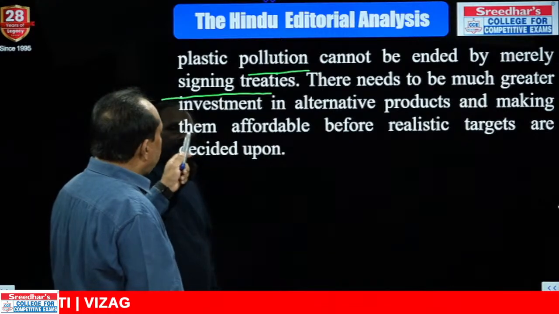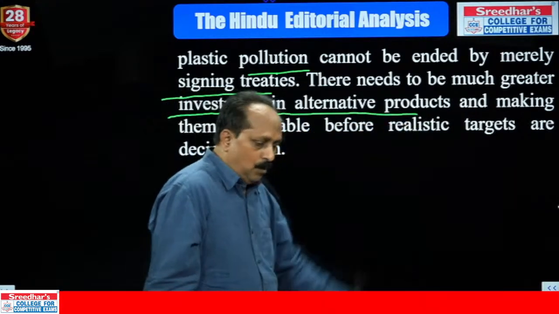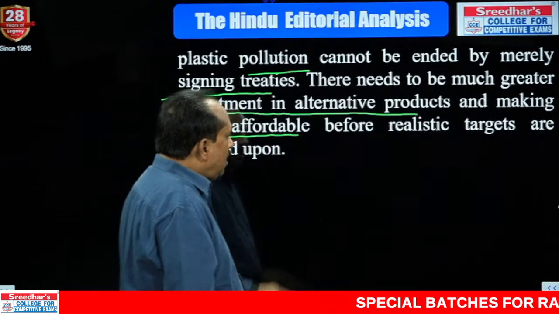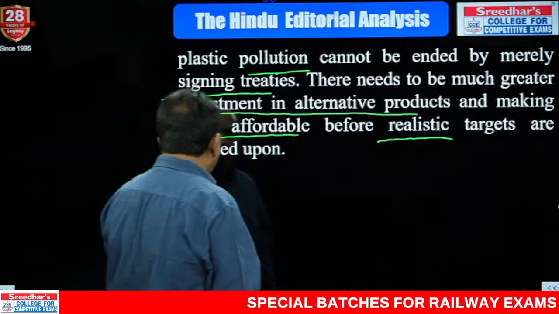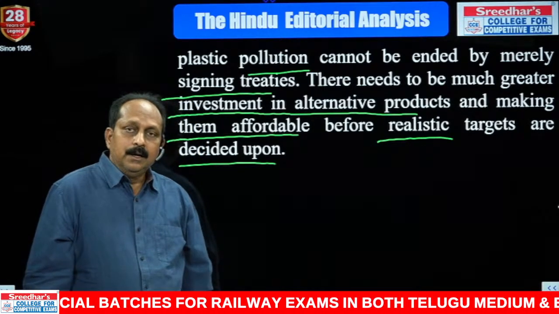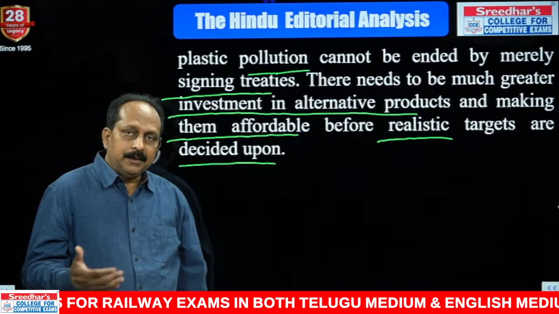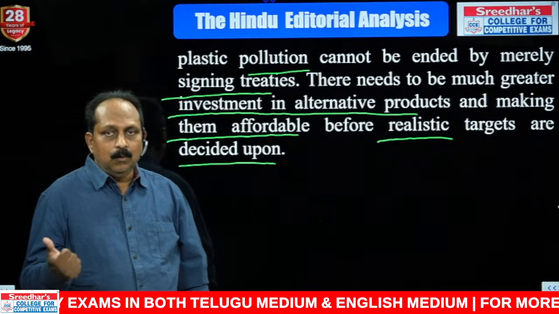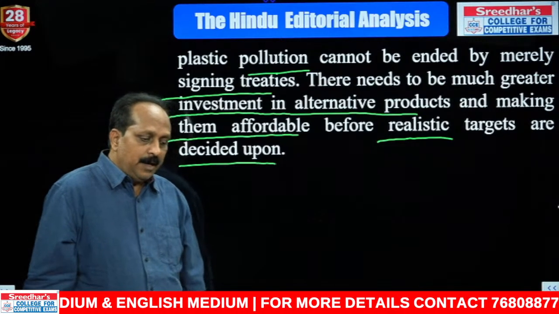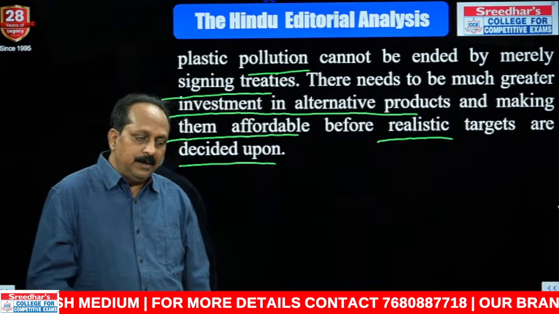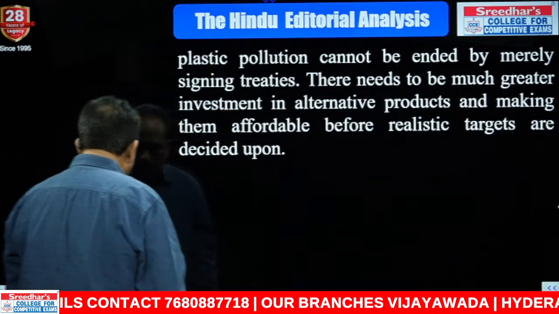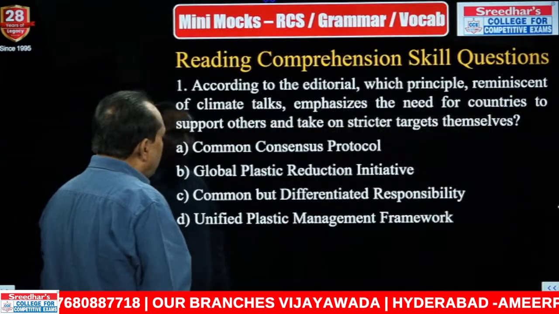There needs to be much greater investment in alternative products, one thing, and making them affordable, another thing, before realistic targets are decided upon. Before we think of realistic targets, two things we have to work on. One is greater investment in alternative products, and the second dimension, making them affordable. Affordability is also very important. That's all about the editorial. An important one, you have to read twice or thrice to develop contextual awareness.